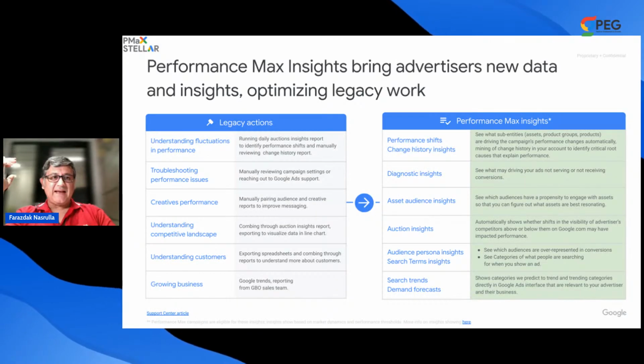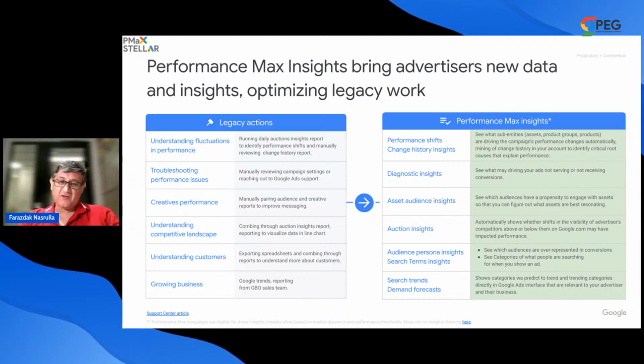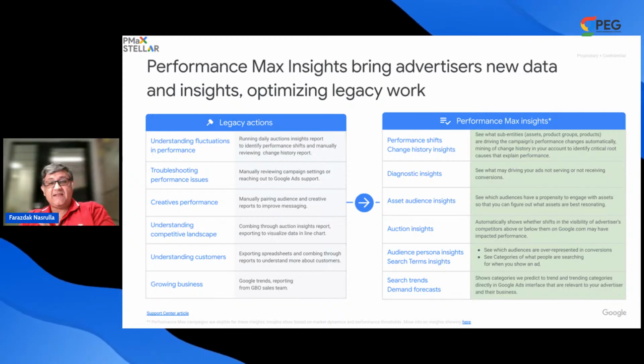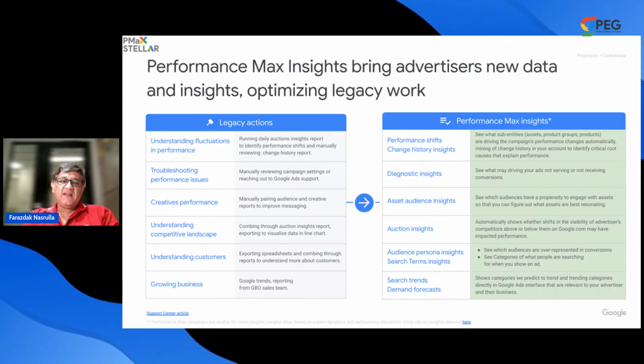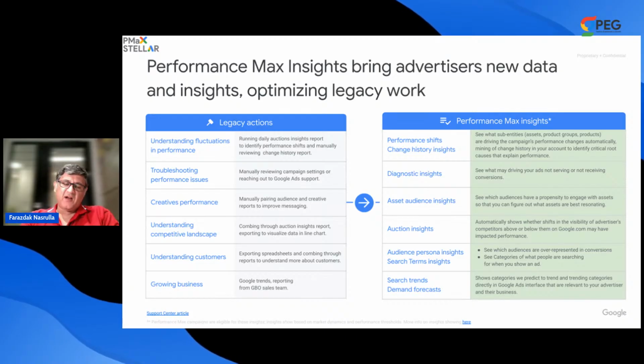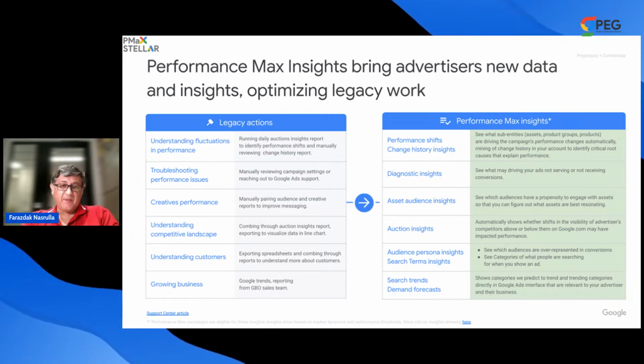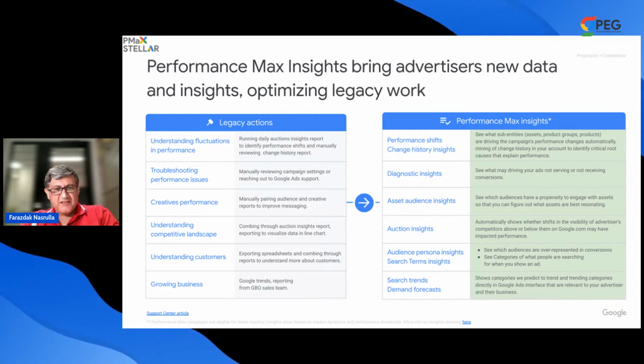Now, Performance Max insights bring advertisers new data and insights, optimizing legacy work. What does it basically mean? We had the legacy actions and now we have the Performance Max insights. Earlier, in the legacy method, you would have looked at understanding the fluctuation in performance, like running daily auctions, inside reports to identify performance shifts, and manually reviewing the change history report. Whereas now in Performance Max, you get the performance shift change history insights, which give you a clear, detailed understanding about troubleshooting performance issues, manually reviewing your campaign settings or reaching out to Google Ads support.